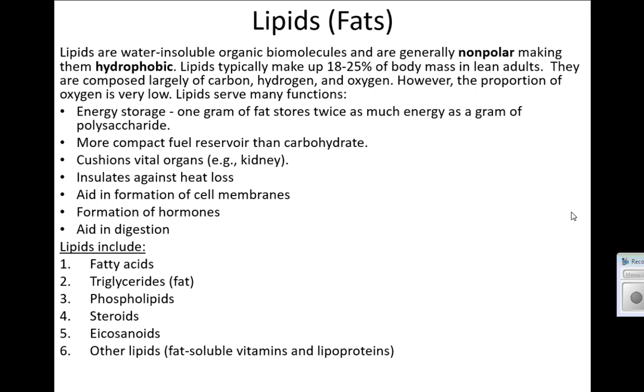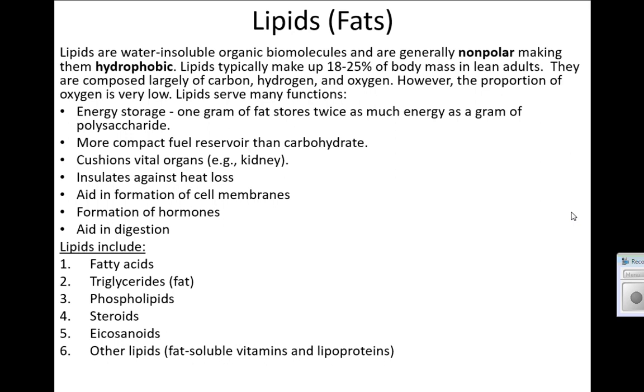Lipids are composed largely of carbon, hydrogen, and oxygen, with proportions of oxygen being very low. They provide us with a lot of energy storage. One gram of fat will store twice as much energy as a gram of polysaccharide. Okay, 9 kcals per gram for fats, only 4 per gram in carbs. Over twice. That's why we would convert carbs into fat. It's more compact in how we store it, that is the fuel, than carbs.